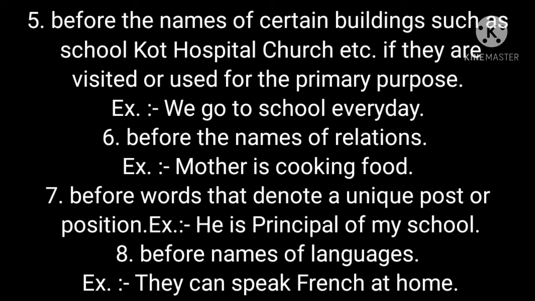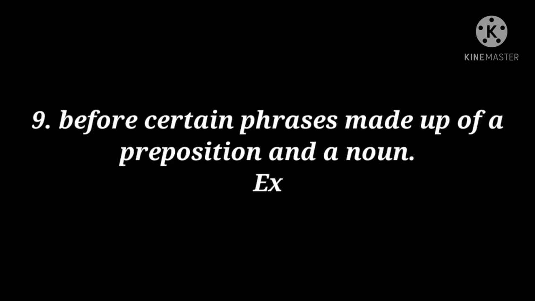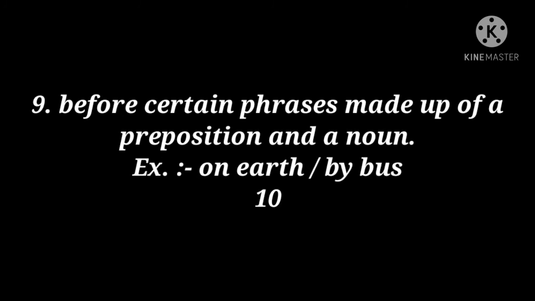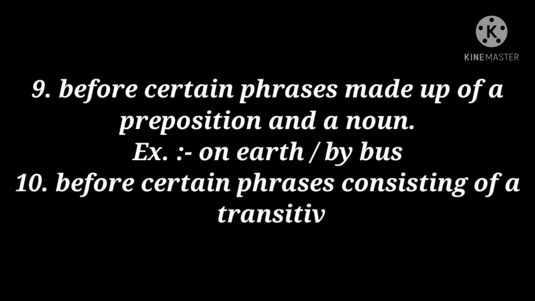Eighth, before names of languages. For example, they can speak French at home. Now, before French, we will not use any article as it is a language. The ninth rule. Before certain phrases made up of a preposition and a noun. For example, on earth, by bus. So, on and by are prepositions.